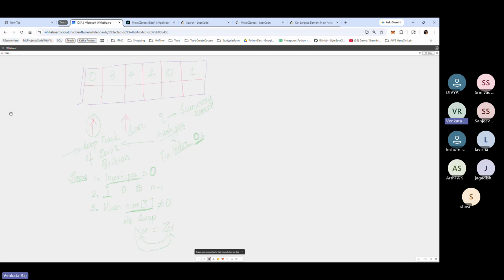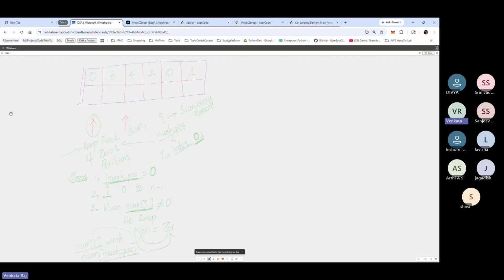So what we will do is swap num of I with num of insert position. One pointer keeps track of every element, and it will stop when it sees a non-zero element, that is num of I. Another keeps track of the zero element. Whenever we find one non-zero and another zero, we swap them, so that the positions are changed. The non-zero is placed into the zero.